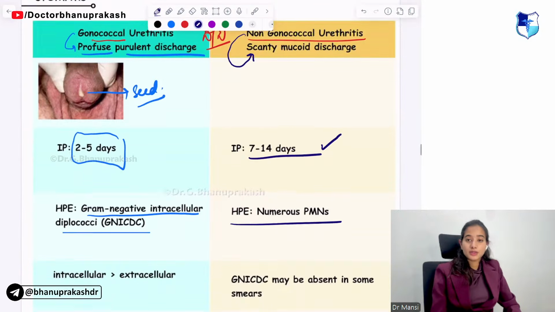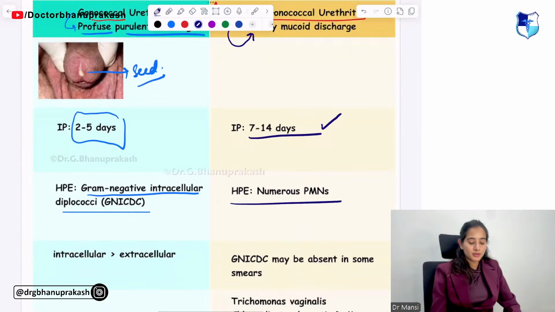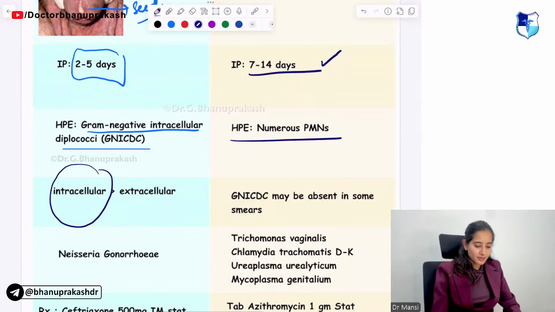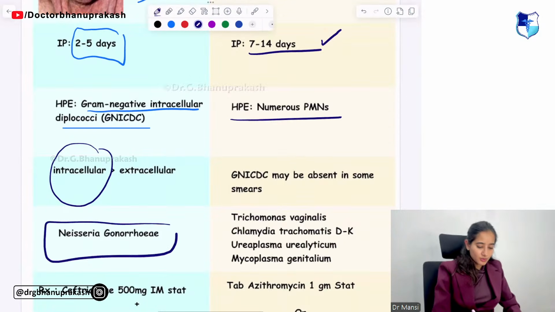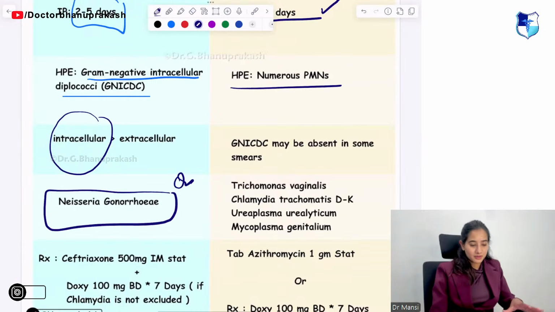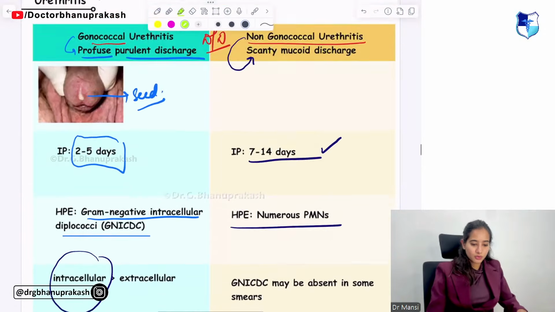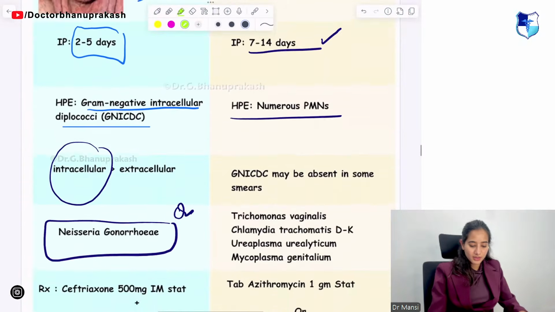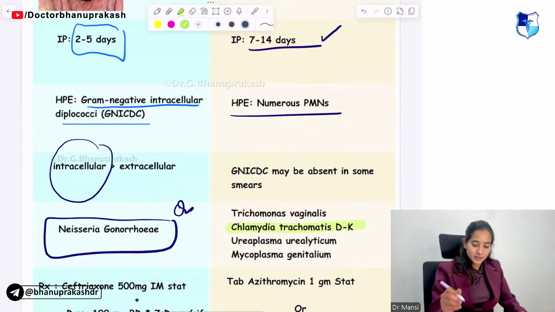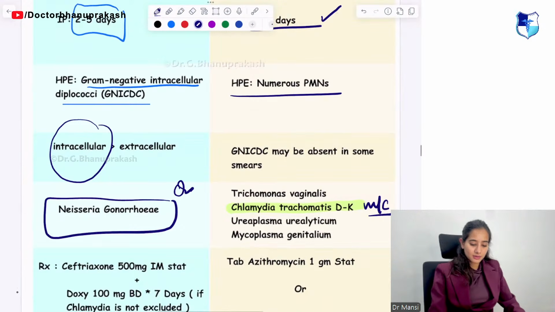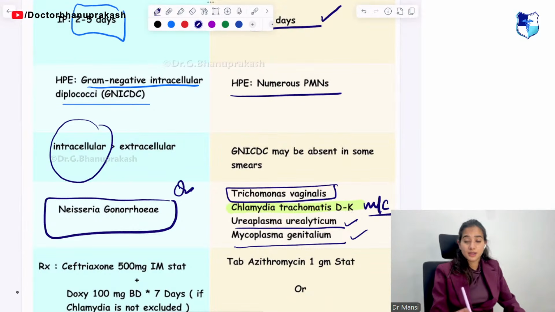Okay, what you can see on the histopathological examination is numerous polymorphonuclear cells, and these are more present intracellularly. And the causative agent, you remember the causative agent more, that could be asked from you: Neisseria gonorrhoeae. And you have to remember that in non-gonococcal urethritis, obviously it will not be Neisseria gonorrhoeae. It will be Chlamydia trachomatis D to K variant. That is most common for this condition. Other microbes which are implicated are Ureaplasma urealyticum, Mycoplasma genitalium, and Trichomonas vaginalis.